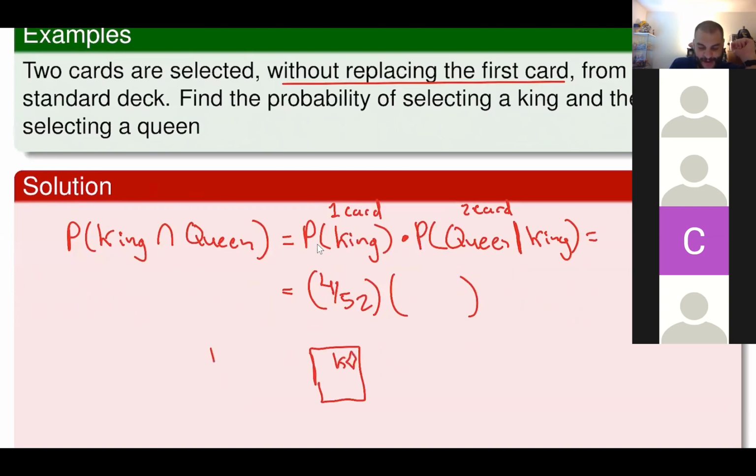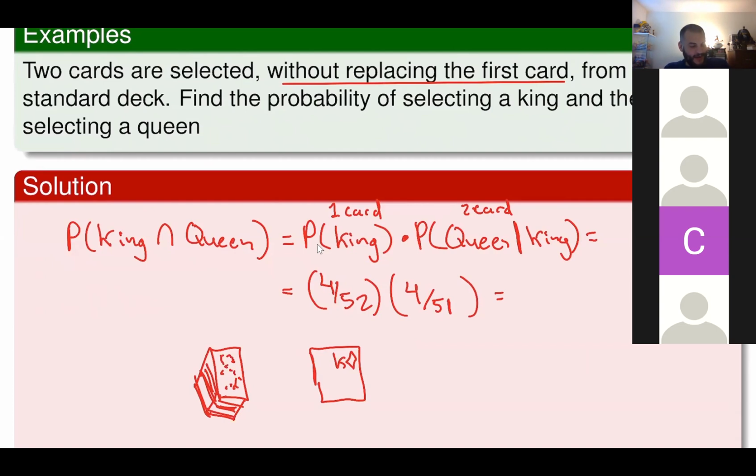So we have our deck of cards. Now when I'm picking the queen, how many cards do I have to choose from? 51. Yeah, 51, good. But how many queens do I have in those 51 cards? 4. Yeah, you still have 4. So then what you want to do is do that in your calculator.